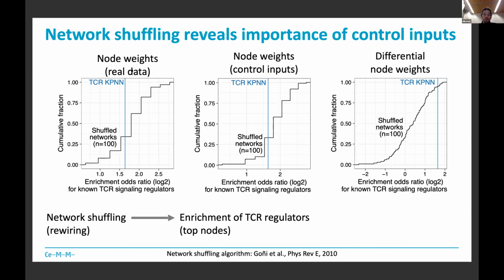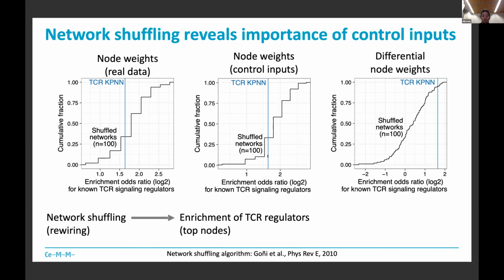But when we compare the two and calculate differential node weights, comparing the node weights based on real data and node weights based on control inputs, then I really see a strong enrichment for T-cell signaling regulators in our approach. So the shuffling experiment really highlighted the importance of controlling also for the network structure. The algorithm used for network shuffling is this one, which took me quite some time to find, because it's actually not straightforward to create these hierarchical shuffled networks.